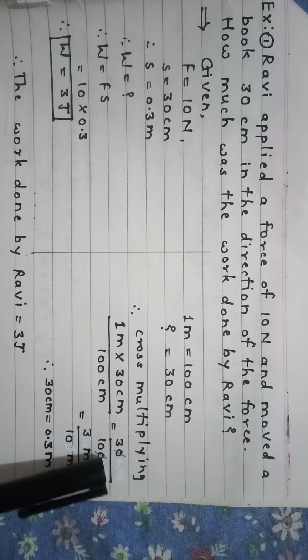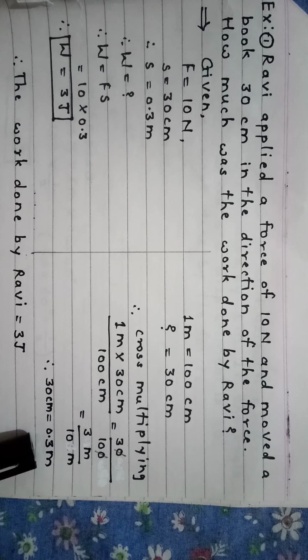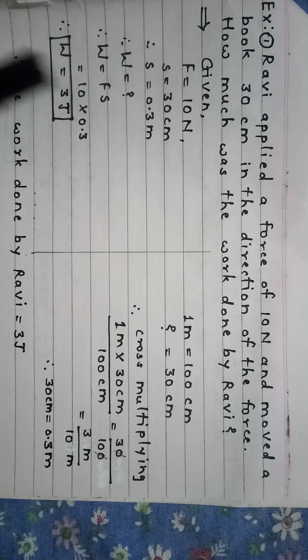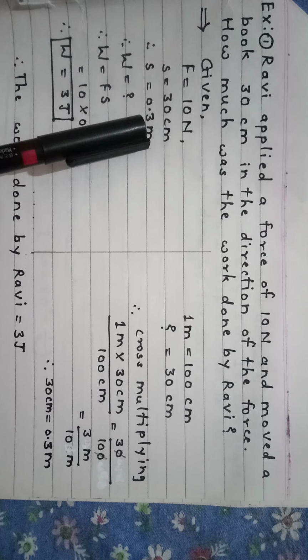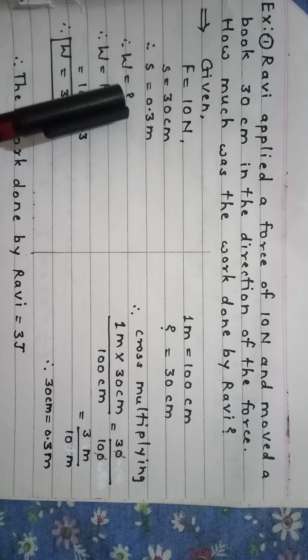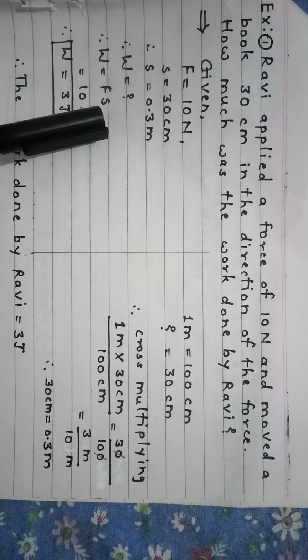So here 0 will cut. So 3 upon 10 meter. Therefore 30 centimeter is equal to 0.3 meter. So this displacement we converted into meter. Now work done we have to calculate. So work done formula is W is equal to F into S.